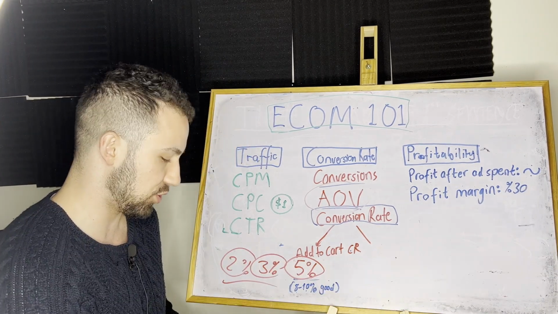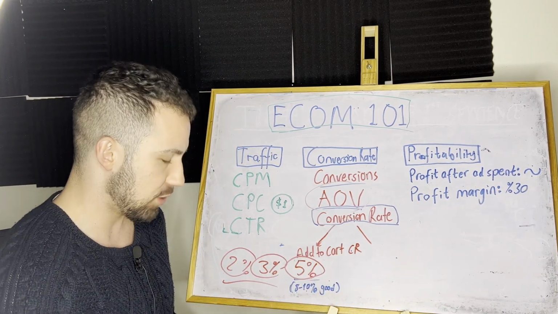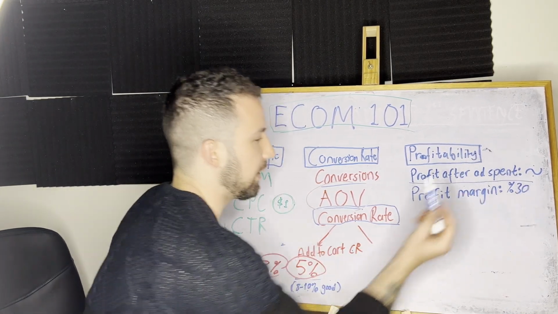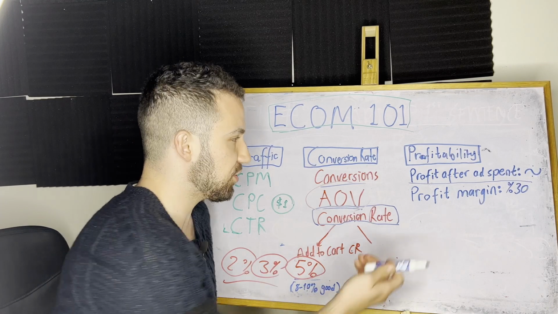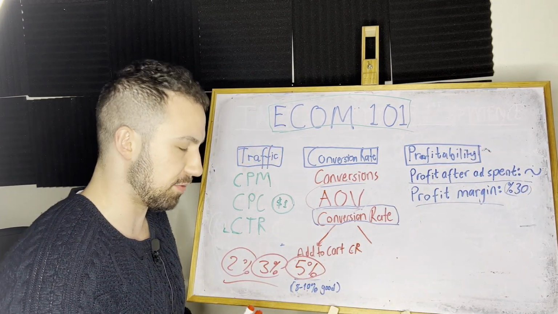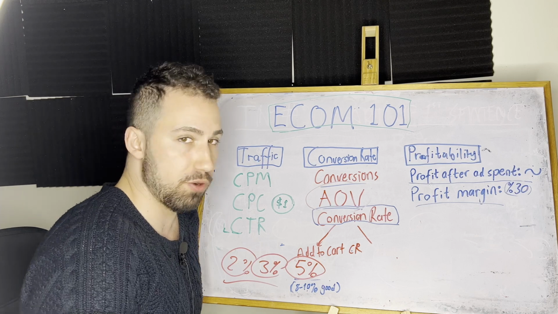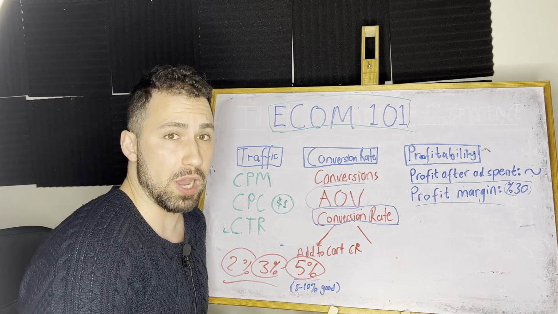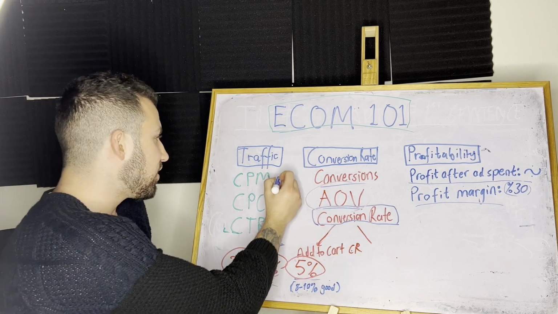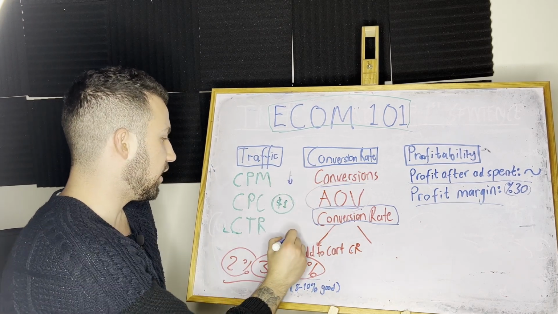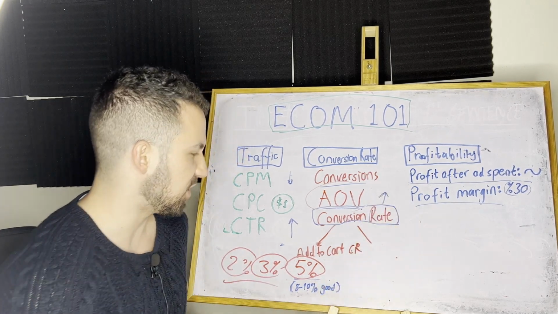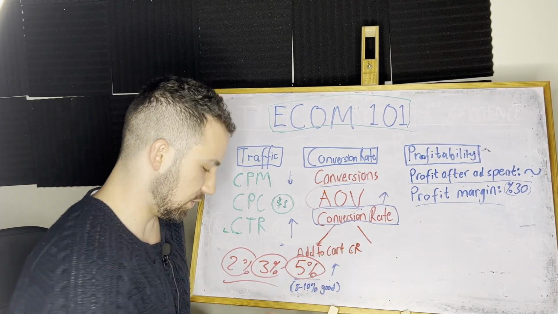So let's go to the profitability, and you're gonna look at the overall picture here. Profit after ad spend. You're gonna look at that, but there's gonna be some profit margin. Let's say in this case, I wrote an example of 30% profit margin. If your profit margin is 30%, which is quite low, what you need to do is lower the CPM as much as possible, increase the CTR as much as possible, increase the average order value as much as possible, and increase the add to cart value as much as possible.